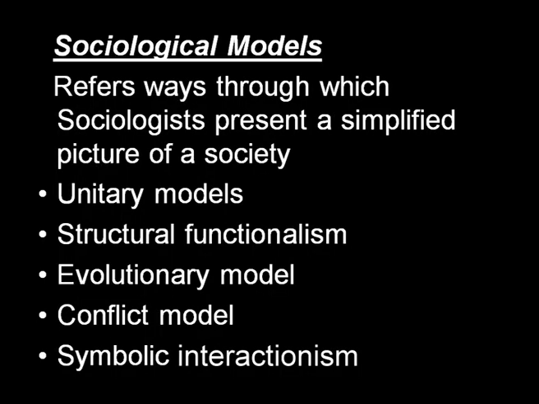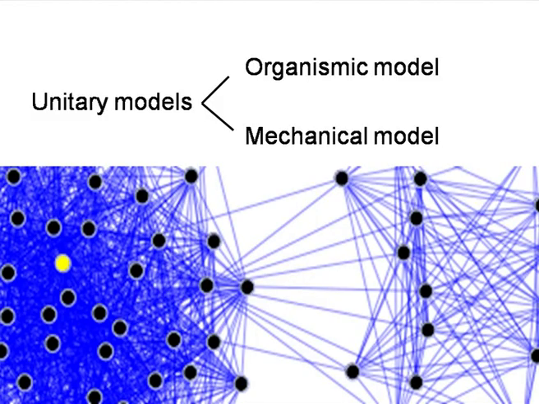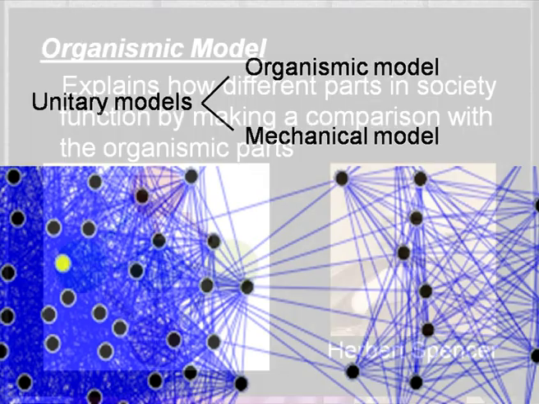Next, we are going to learn about sociological models. Models are the ways through which sociologists present a simplified picture of a society. The models are as follows: unitary models, structural functionalism, evolutionary model, conflict model and symbolic interactionism. The first one is unitary model. Under unitary model, we have two types of models. One is organismic model and the second one is mechanical model.